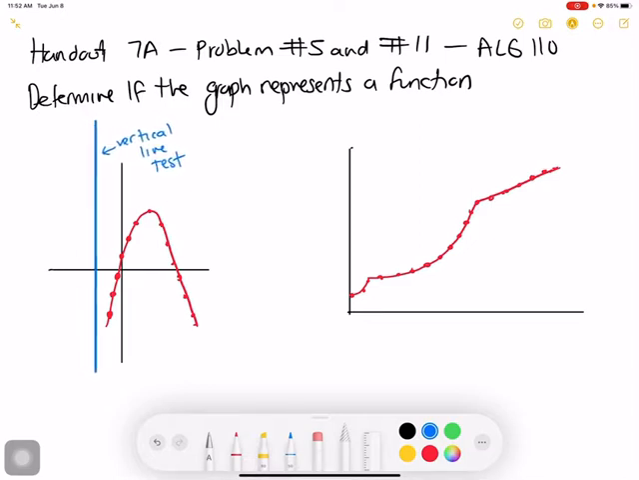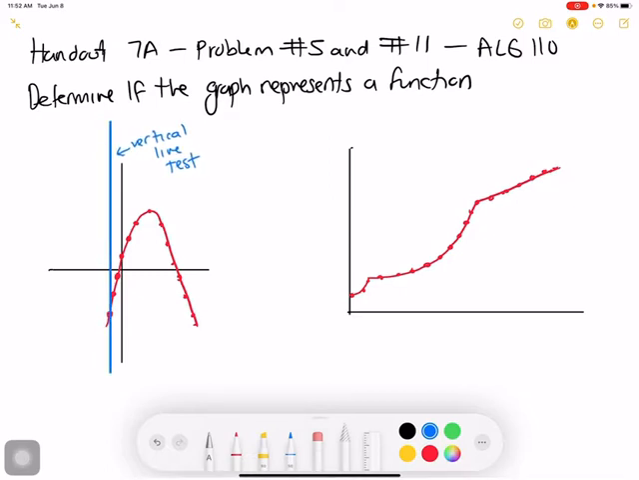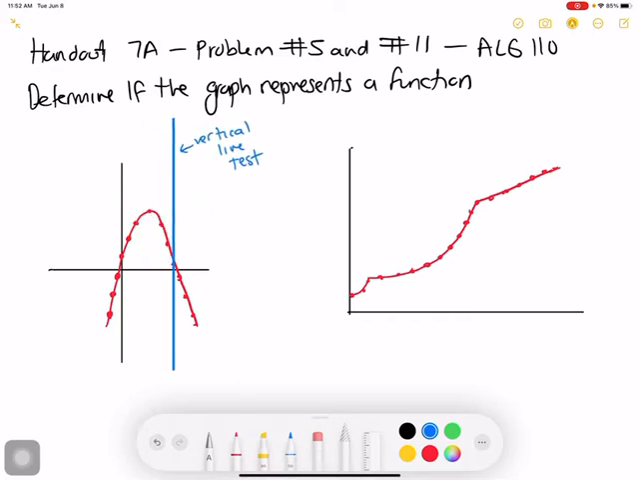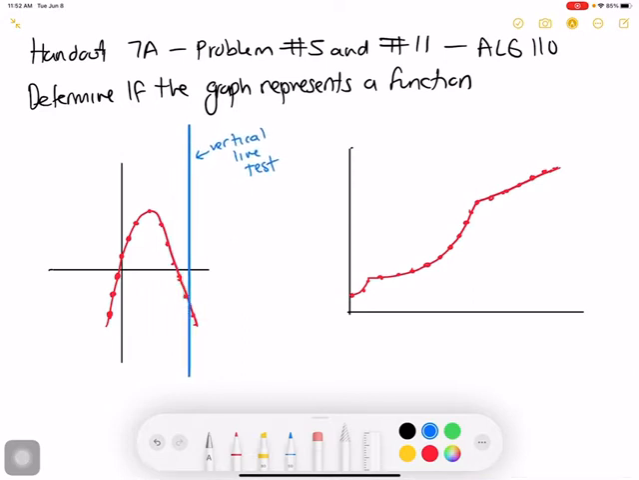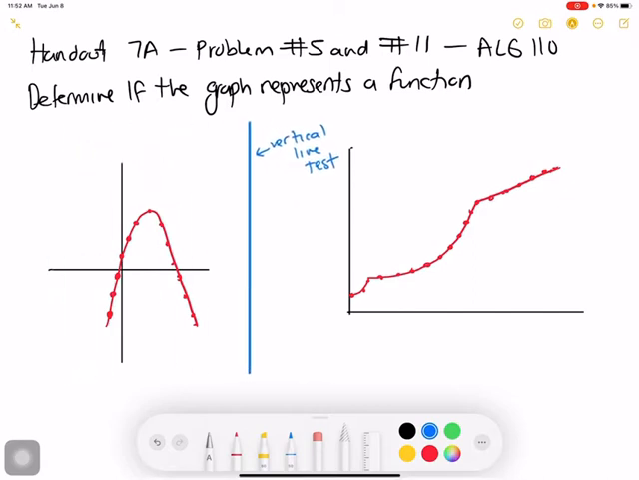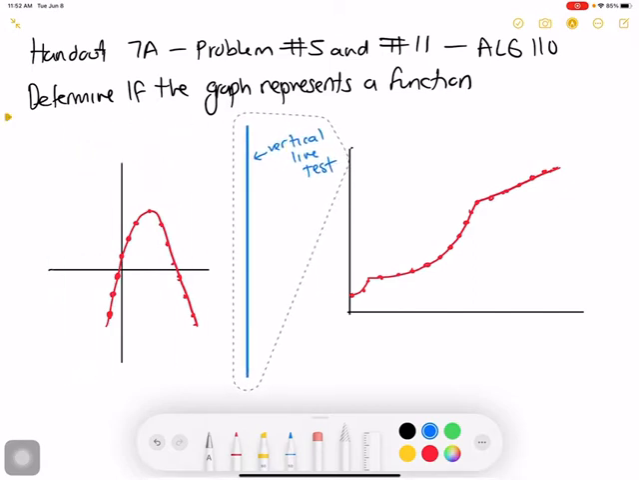As you can see, I'm going to start scanning. Over there it's touching only one point. I think my red points are a little bit chubby, but it's only touching one point. That's the third point, the fourth point, the fifth point, the sixth point, and throughout the graph it only touches one point at a time. So the first graph represents a function.